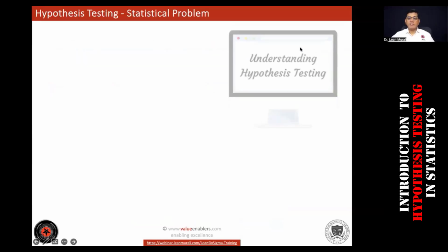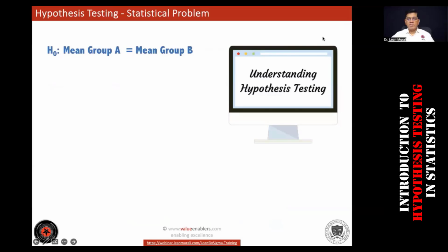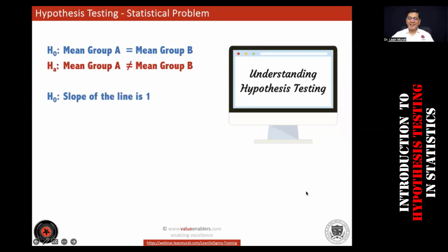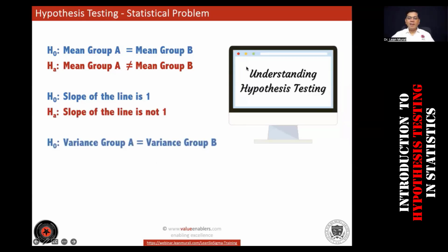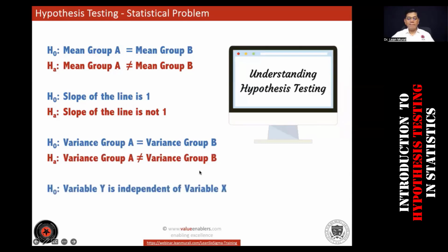Let us continue with some more examples to understand null hypothesis. Now we'll see that the average of group A is equal to the average of group B. What is the alternate hypothesis? It's not equal to, right? Let's see how many of you answer this. The slope of the line is 1. Not equal to 1. Fantastic. The variance of group A is equal to variance of group B. Of course, you will type not equal to, okay?